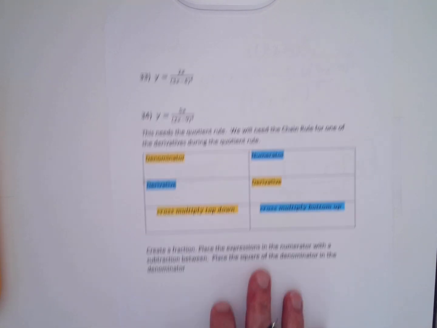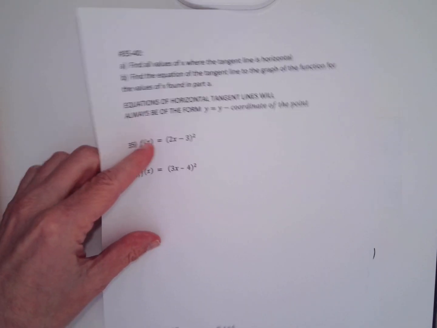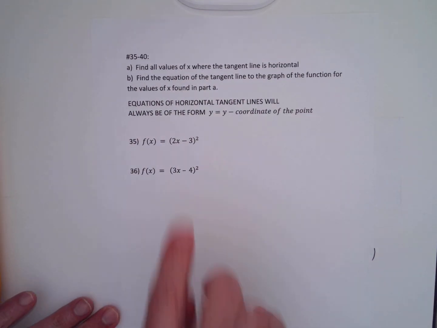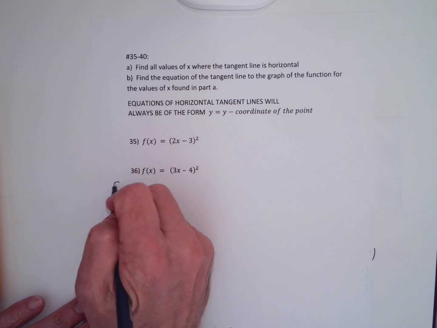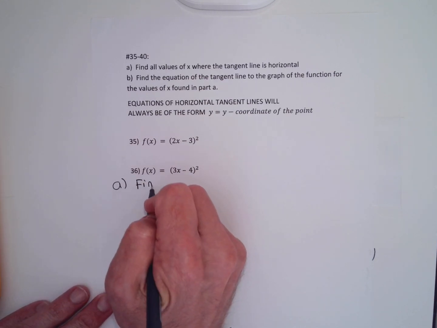I want to bang out these horizontal tangent line problems because they're going to be important, because I sneak them on the test always. So I did one of these in an example. Let's do another one. I'm going to work on 36. Find all values of x where the tangent line is horizontal. For part A, I'm going to find the derivative, set it equal to 0, and solve for x.